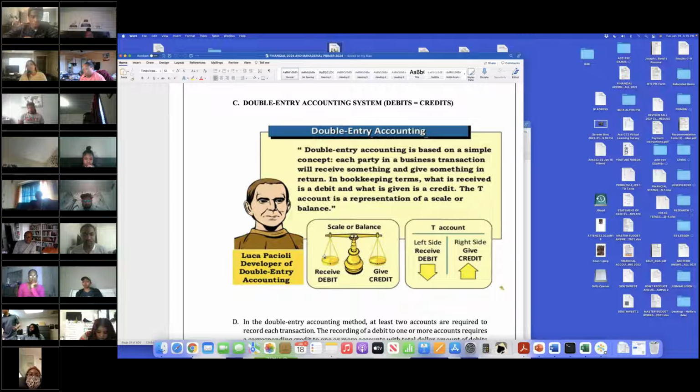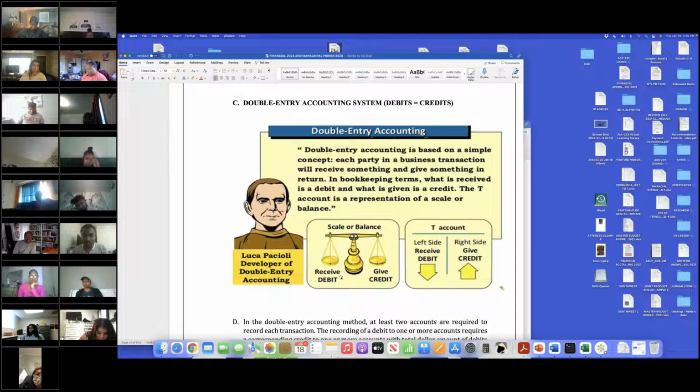So if you had a company and you bought some inventory paying cash, the inventory will be debited and the cash credited because you received the inventory. That's the debit. You gave up the cash. That's the credit. So there's always two sides to every transaction. So when you're looking at journal entries, you're looking at what the company got. That's the debit. What the company gave up. That's the credit.